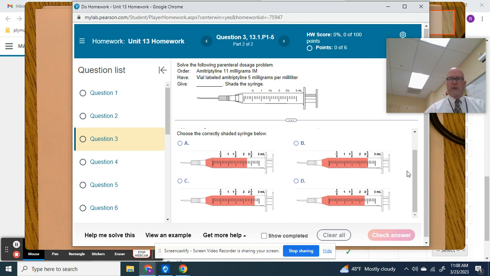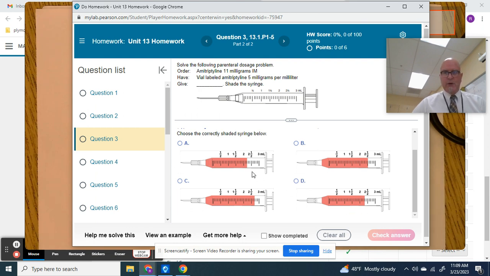And so you have to go through and figure out which syringe is hitting at 2.2 and everything that goes along with that. So number one, the B syringe is certainly out because that goes all the way to 2.5. The C syringe is also out because that's even past 2.5, and 2.5 is 2.5. I'm only looking for 2.2. So it's either going to be a choice of A or D.